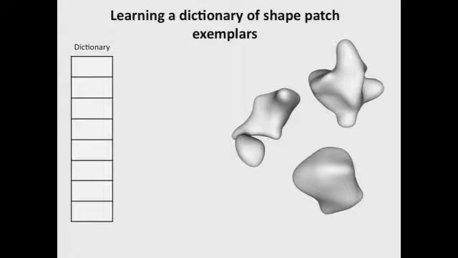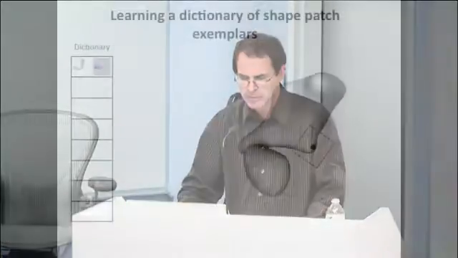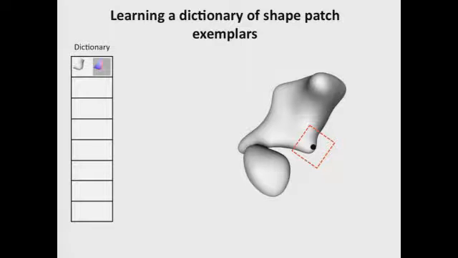All right, here's a bunch of images of shapes. These were rendered from shapes. And for each one, I'm going to look at patches on that image, find an interesting patch, and remember it. I'm going to stick it in this dictionary of examples.